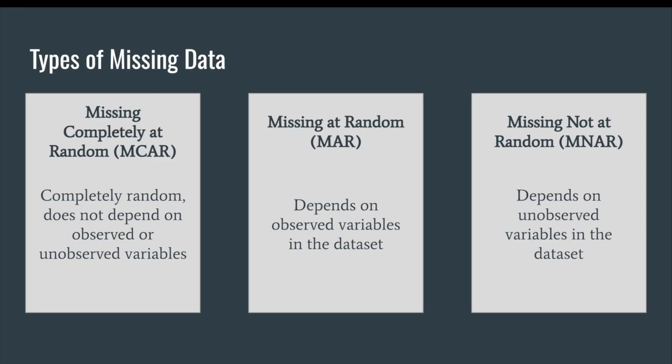The second type of missing data is missing at random, or MAR. In MAR, the data being missing depends on observed variables in the dataset. Therefore, we would be able to find a correlation between the variable that contains missing data and another variable in the dataset. The last type of missing data is missing not at random, or MNAR. This type of missingness depends on variables that are not observed within the dataset.